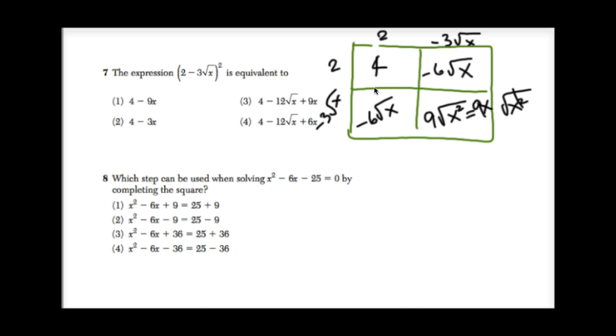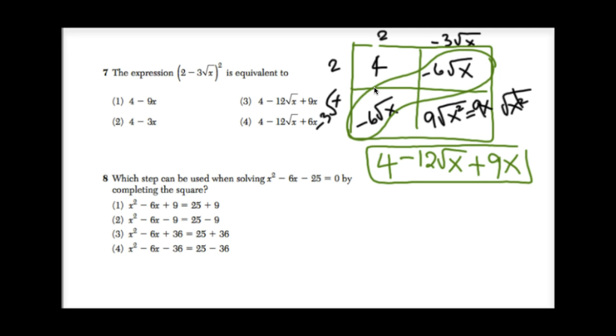Now I want to go ahead and combine my like terms. So what I'm left with, 4, negative 6 minus 6 is negative 12 radical x, because I can combine those, they're like terms, plus 9x. This is my final answer, which goes down to choice 3.